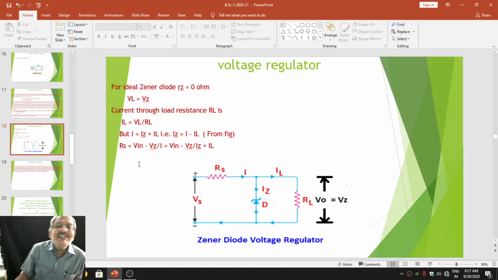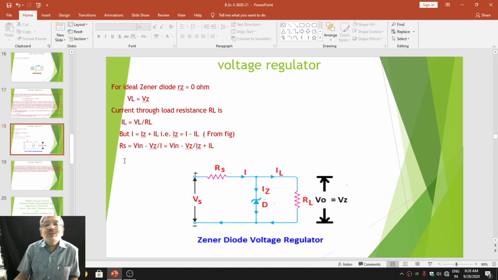Thus we can design the Zener diode as a voltage regulator. If you connect that calculated value of Rs in series between the unregulated power supply and the Zener diode, the Zener diode will be protected against the excess of current. This is how we can design the Zener diode as a voltage regulator.